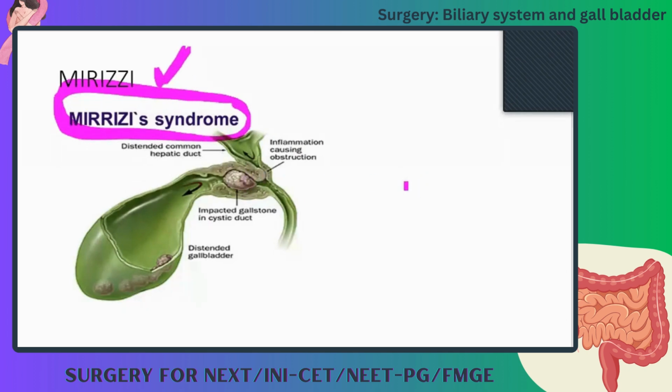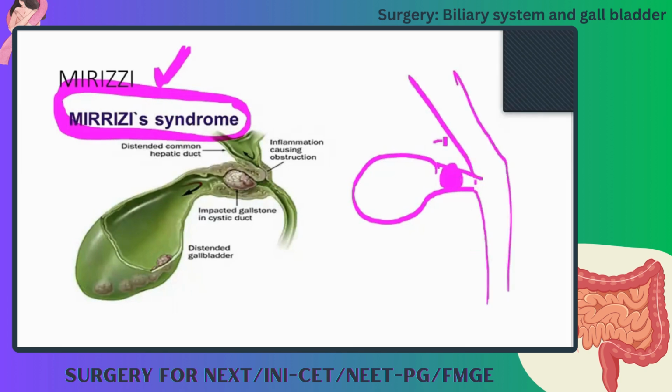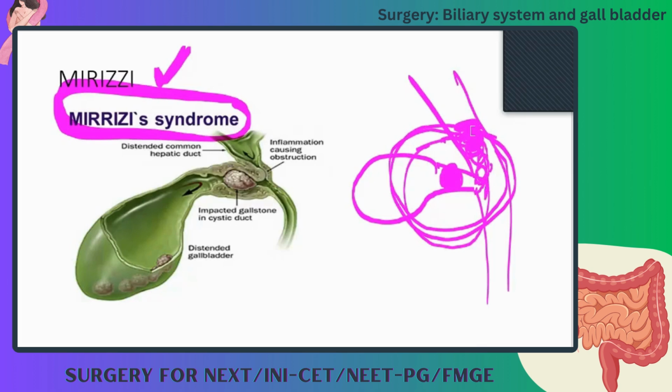So this is a special entity where there is a stone in the cystic duct, but there will be surrounding inflammation. This all will be inflamed, and because of this inflammation, the common bile duct and the hepatic duct will get obstructed, and so the patient will present with jaundice. This is the only stone present in the cystic duct, but the patient will present with jaundice. This syndrome is known as Mirizzi's syndrome. It occurs with impacted gallstones in the cystic duct.